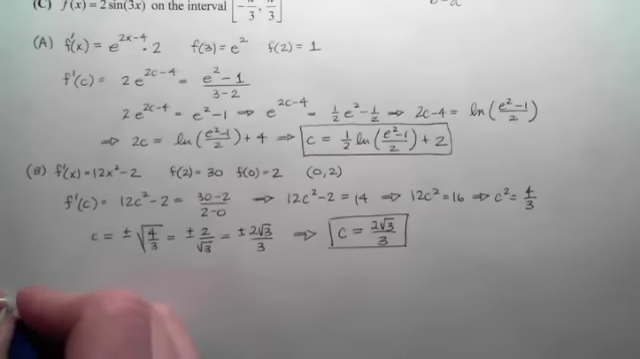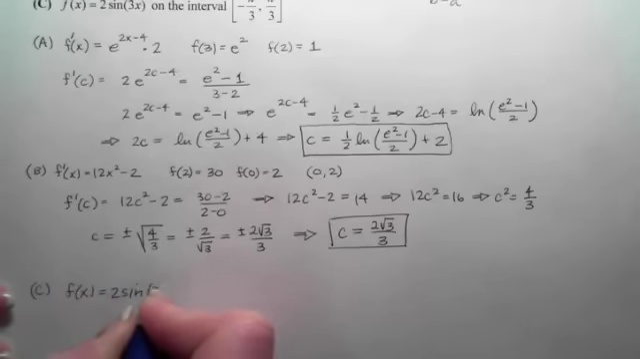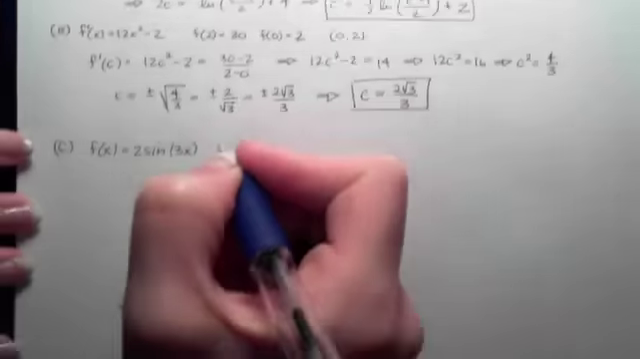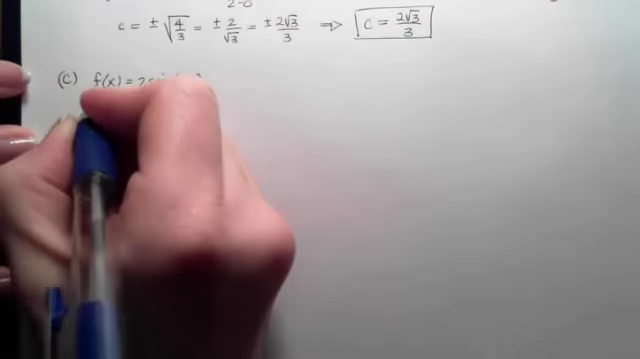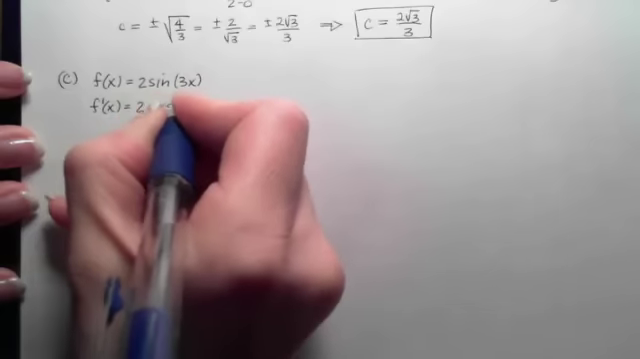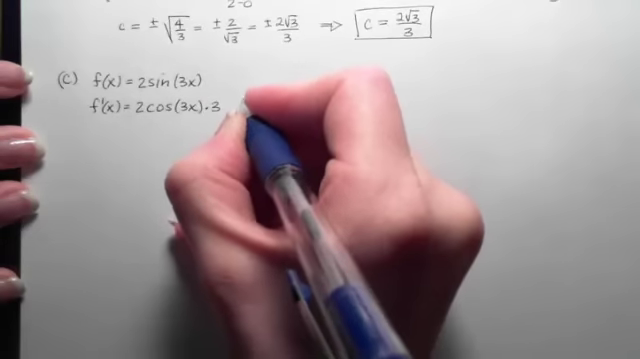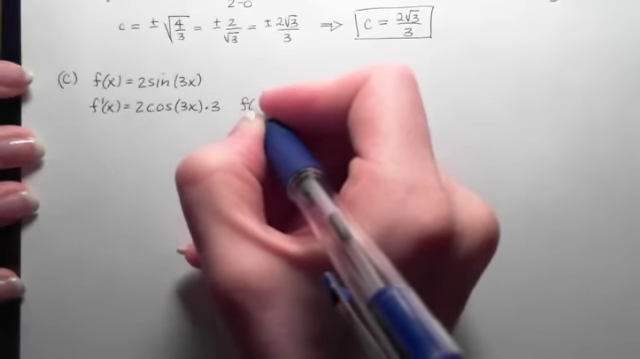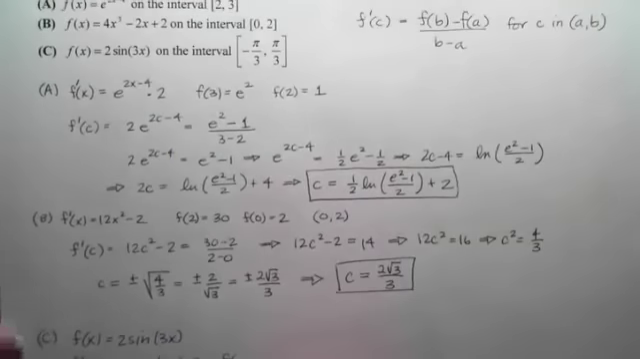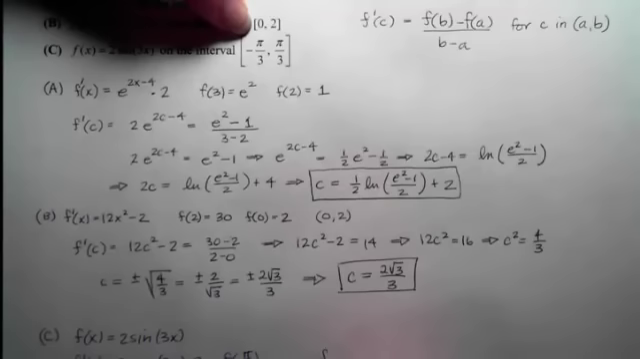My final one, part C, is the trig version. So I have f of x equals 2 times the sine of 3x. So with that one, I'm going to need my derivative. Move through the 2, hit the sine, hit the inside, and I'm going to need my f of b, which if I go all the way back up here, my b is pi over 3, and my a is negative pi over 3.